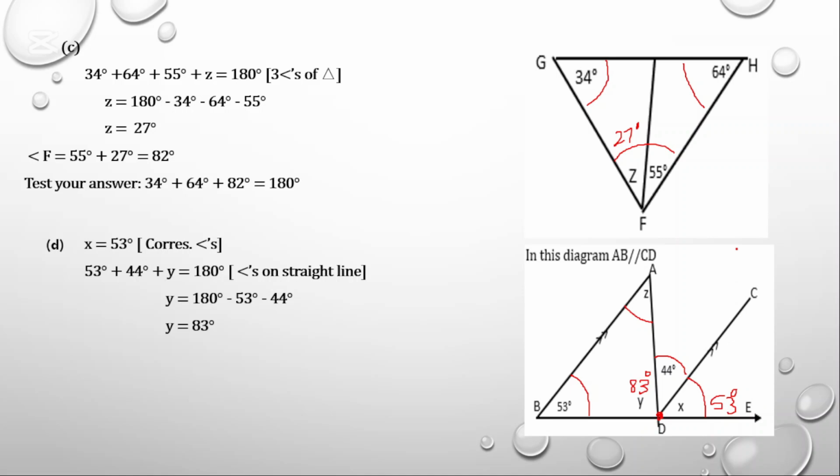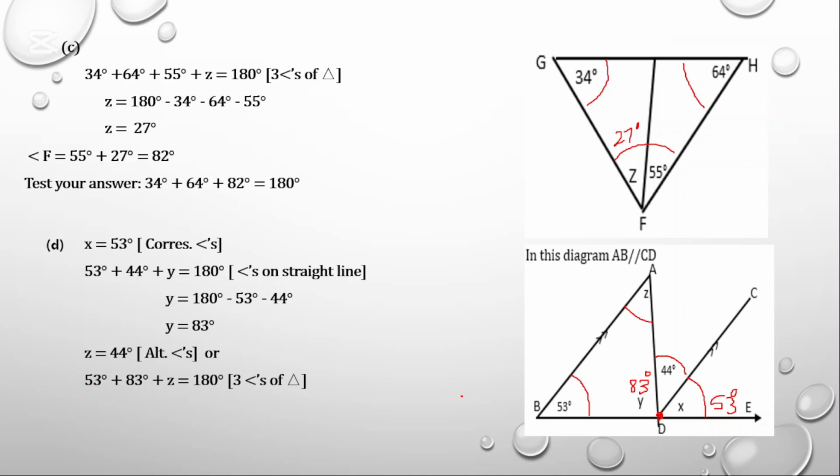So we start with the shortest method. Z is equal to 44. Why? Alternate angles. You can also use the other one, that the three angles of a triangle is equal to 180, and you can subtract the 53 and the 83 from 180. So, you can use the shortest method, or you can go for the long method.